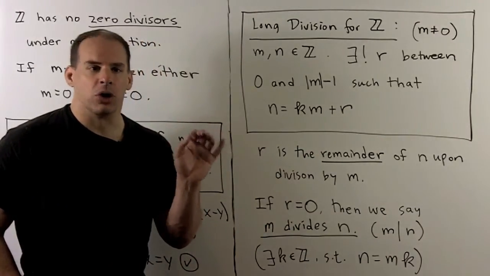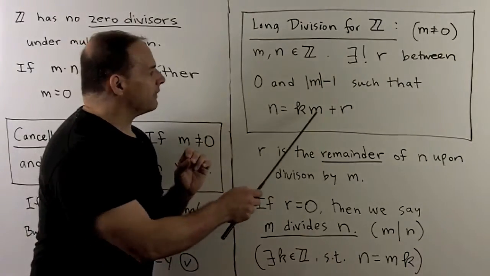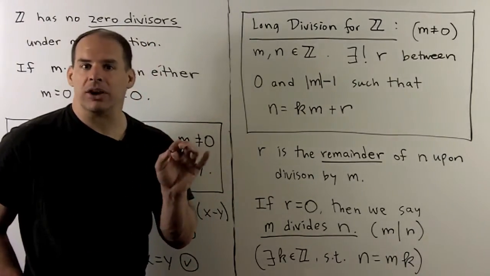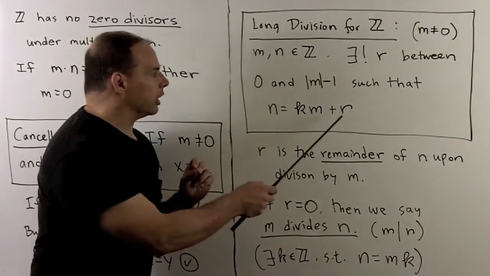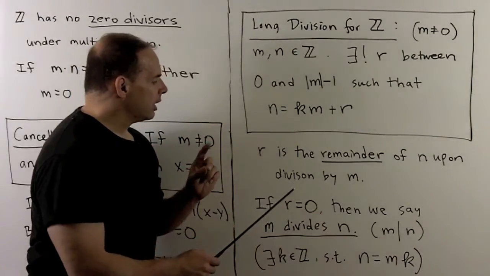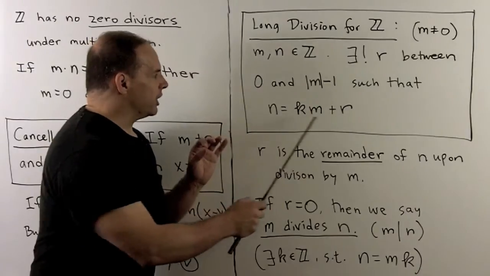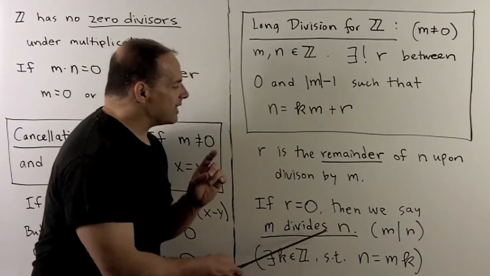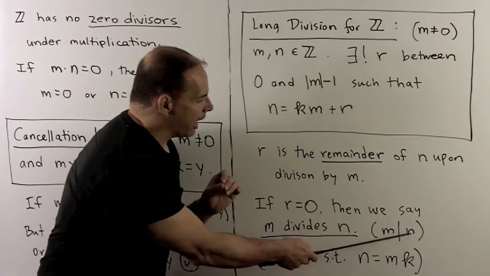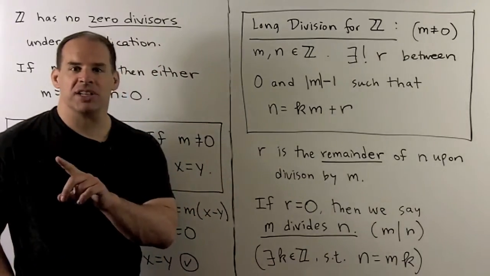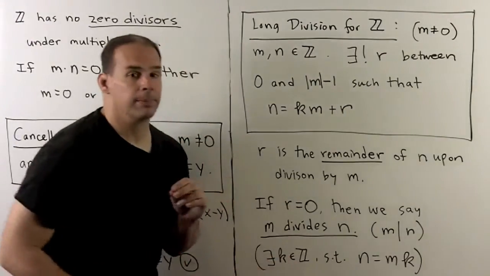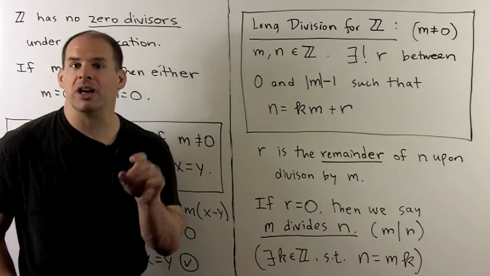So this is just our usual long division. I take n, I divide by m. Either it divides evenly, or there's going to be a remainder, and that remainder is what we're calling r here. Now, okay, just for definition's sake, if r is equal to 0, then we say that m divides n. We write m bar n. And that just says there exists some k in the integers such that n is equal to m times k. So that's our definition of division.